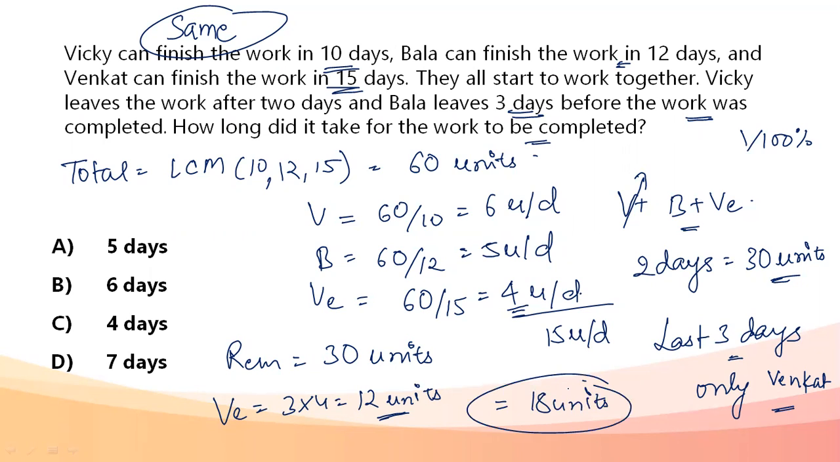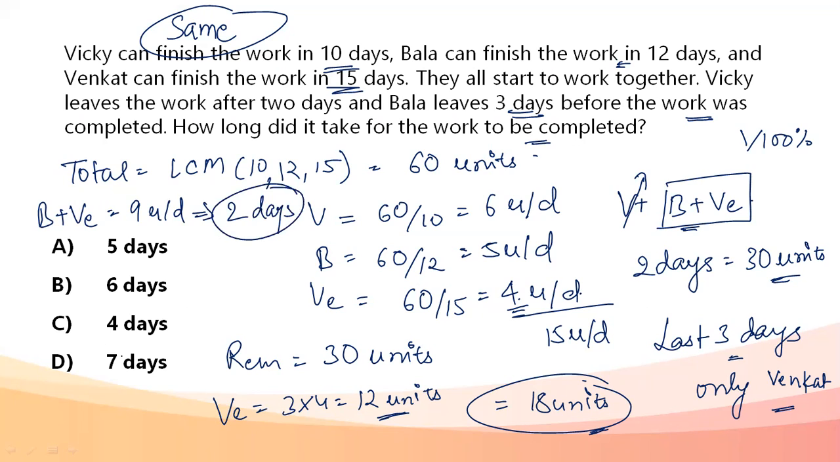Now, this 18 units is done by Bala and Venkat. So Bala and Venkat have to do 18 units. Together, they're doing 5 plus 4, that is 9 units per day. They have to do 18 units, so the time taken by them is going to be 2 days. This 2 days is not yet my answer. This 2 days is the time for which Bala and Venkat are working together.